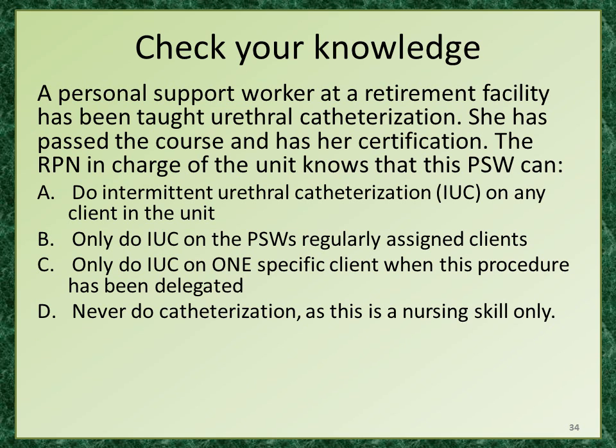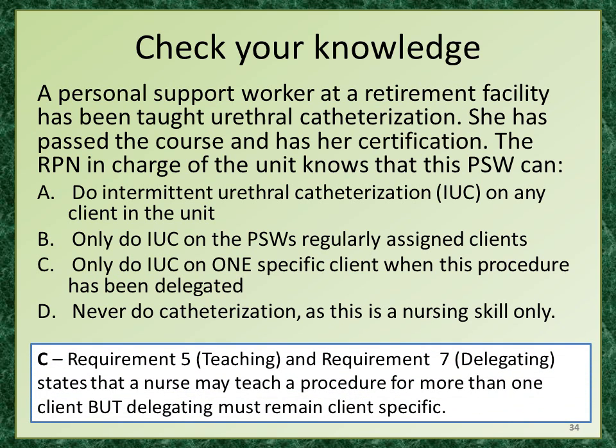A personal support worker at a retirement facility has been taught urethral catheterization. She has passed the course and has her certification. The RPN in charge of the unit knows that this PSW can, please choose which is the correct answer. A. Do the intermittent catheterization on any client in the unit. B. Only do intermittent urethral catheterization on the PSW's regularly assigned clients. C. Only do intermittent urethral catheterization on one specific client when this procedure has been delegated. D. Never do catheterization as this is a nursing skill only.